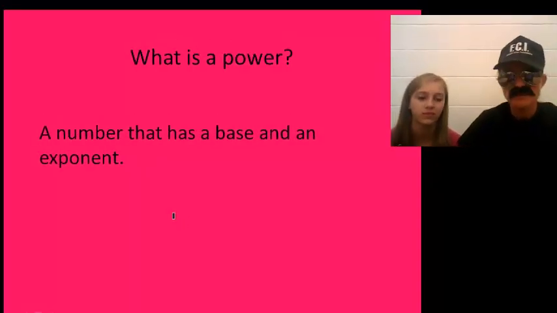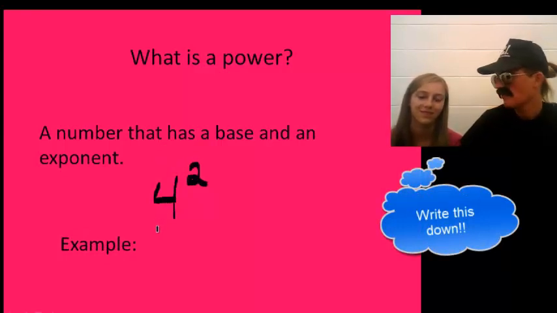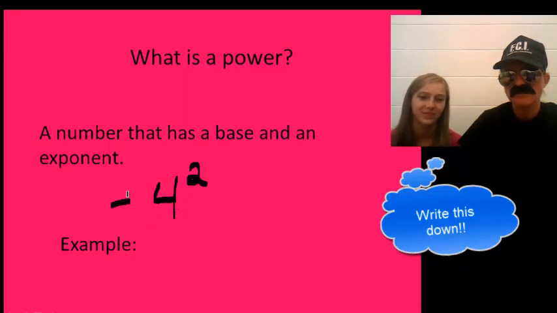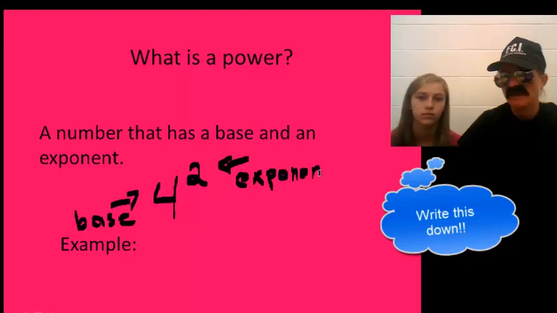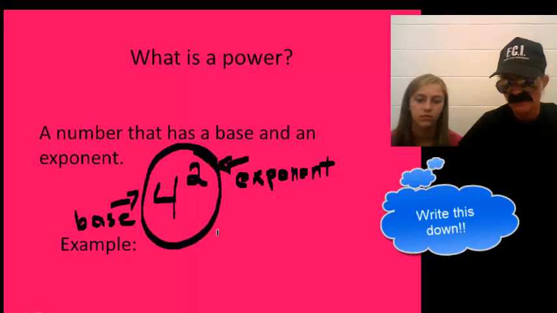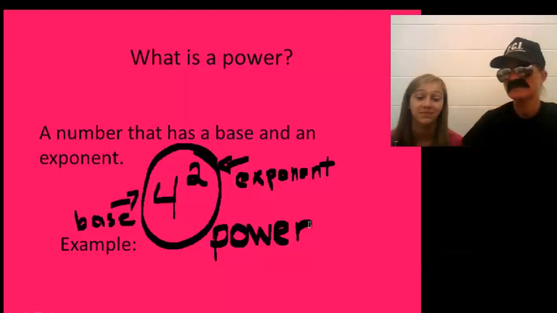A power is a number that has a base and an exponent. So, an example: 4 to the second. This here is the base. That's the big number, the bottom number, starts with a B, base. The top number, the smaller number, is the exponent. And together, with their forces combined, this whole thing is the power.